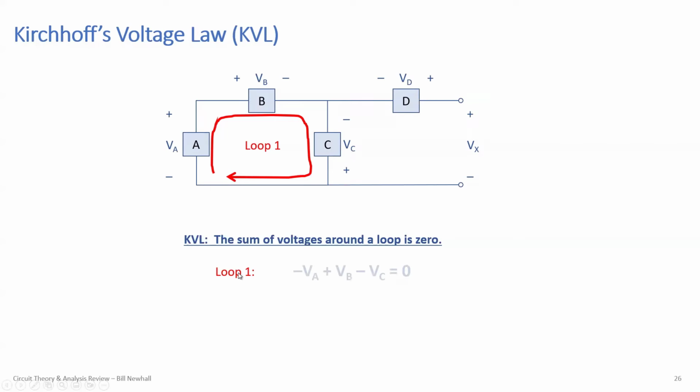When I write a KVL equation, when I hit a minus sign, I write a minus sign. When I hit a plus sign, I write a plus sign. So this equation is minus VA plus VB minus VC equals 0.